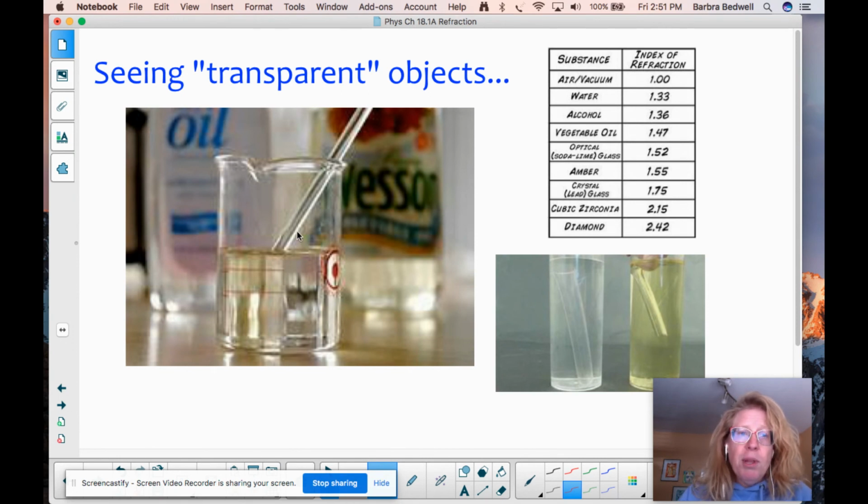So when you put this high temperature glass, this Pyrex, in this vegetable oil, because the light doesn't bend any differently around those edges, it appears to completely disappear. It's completely gone. And you can see that same effect in here.